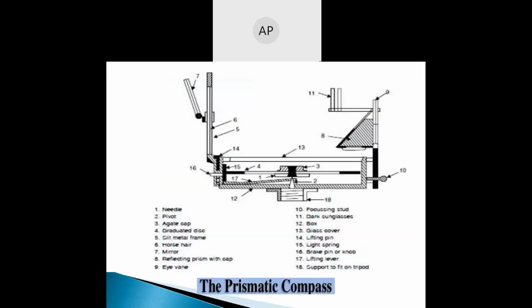Let me explain first. So these are the different parts of a prismatic compass. This is a cross section of a prismatic compass. The cross section is shown here, and the different parts are marked from 1 to 18. Suppose 8 here is a prism, and 7, what is the name of mark 7? 7 is a mirror.